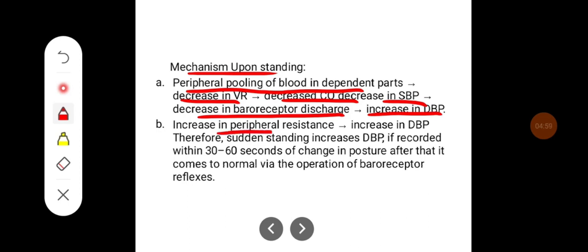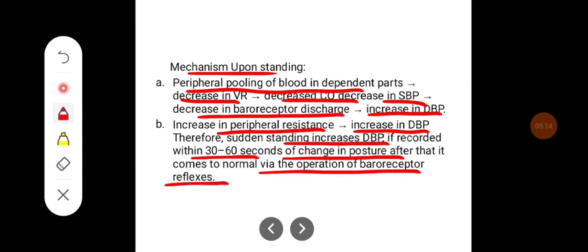It also increases peripheral resistance, which increases the diastolic blood pressure. Therefore, sudden standing increases the diastolic blood pressure if recorded within 30 to 60 seconds of change in the posture. After that, it comes to normal via operation of baroreceptor reflexes.